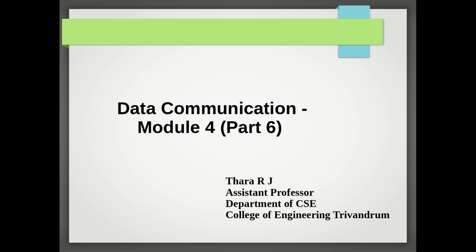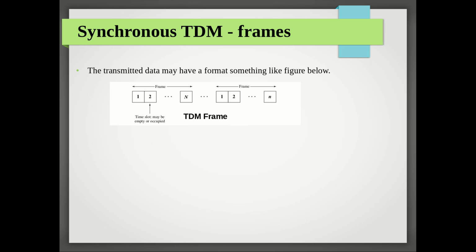Now we are continuing our discussion on the synchronous time division multiplexing technique, particularly on the concept of the framing and the overall system. We already discussed in part 5 what is happening at the sender side and what is happening at the receiver side, and in between we saw the frame structure also. Now we will see somewhat more detail on the frame structure. So the transmitted data may have a format something like the figure below. This is something we already saw in the previous discussion.